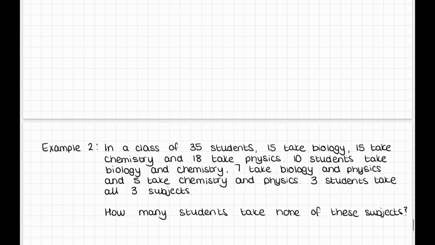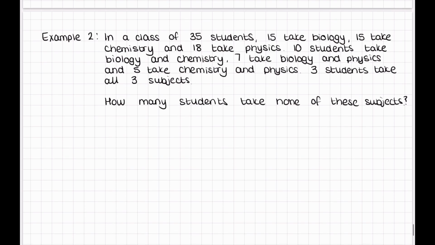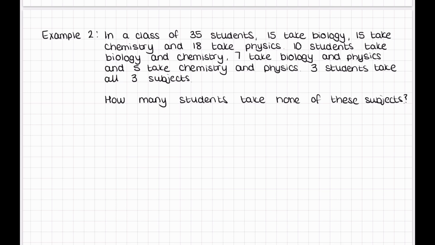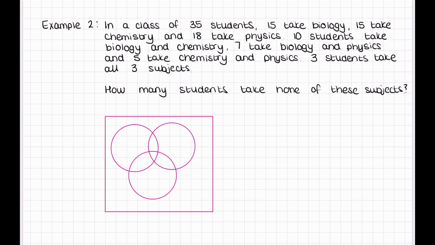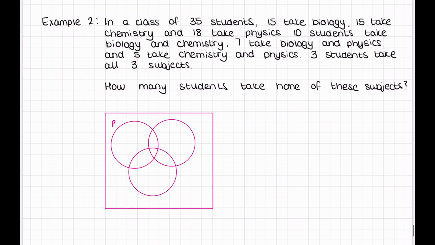All right, next example. In a class of 35 students, 15 take biology, 15 take chemistry, and 18 take physics. 10 students take biology and chemistry, 7 take biology and physics, and 5 take chemistry and physics. 3 students take all 3 subjects. How many take none? Here we've got 3 subjects, so we can draw a Venn diagram with 3 circles: one as biology, one as chemistry, and one as physics.